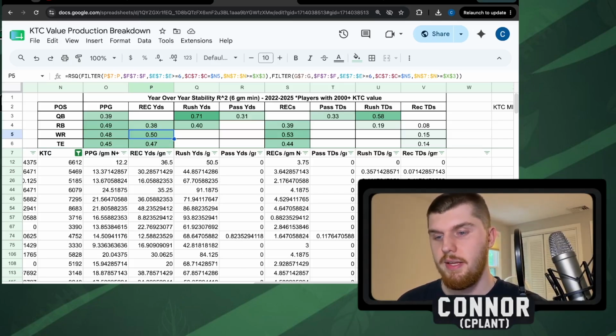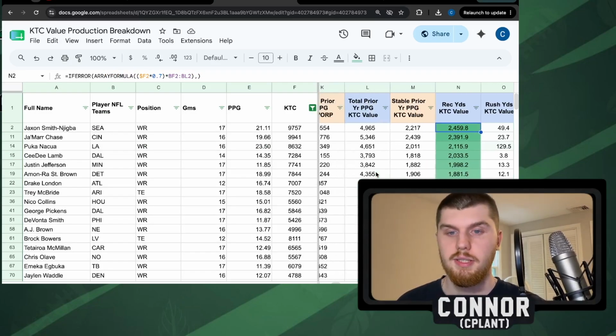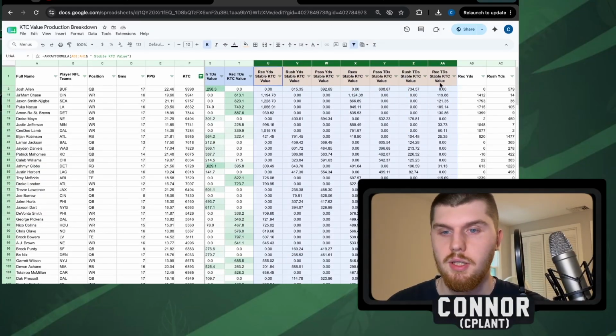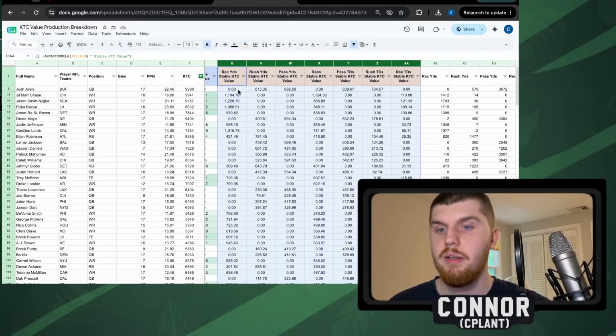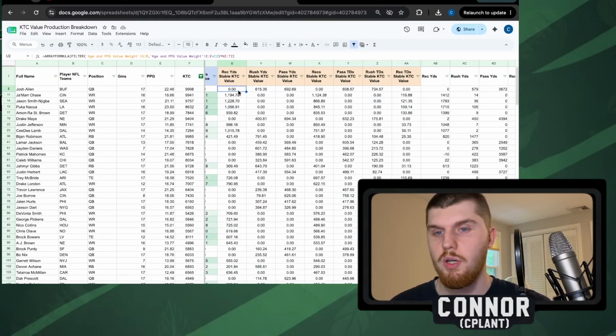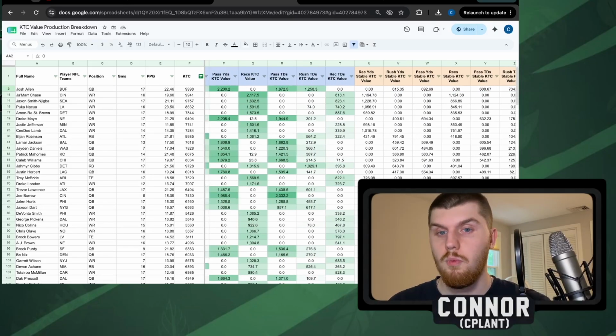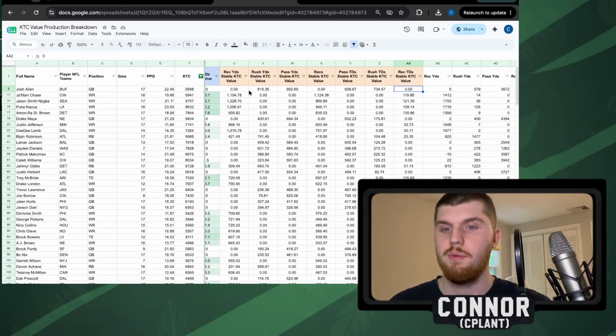And you calculate something that I call the stable value. The stable value is pretty much just weighting every piece of value that they have in these different production categories, and then it's saying, okay, what's the most stable?